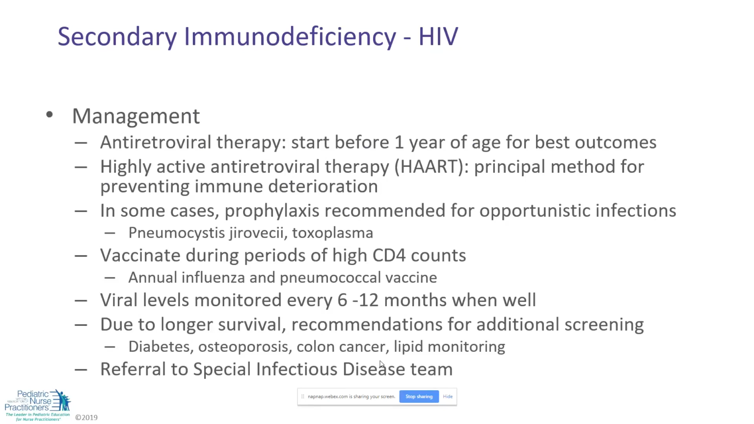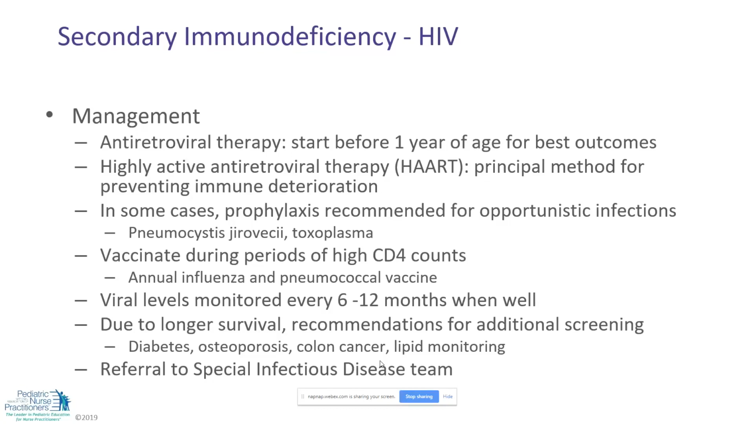Antiretroviral therapy. So in our infants who acquire HIV, it's important that we start antiretroviral therapy before age 1. Highly active antiretroviral therapy, or HAART, is the principal method for preventing immune deterioration. In some cases, we would want to provide prophylaxis. So again, prophylaxis for Pneumocystis jirovecii and also Toxoplasma infection.